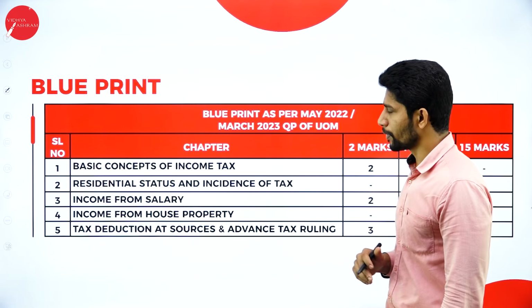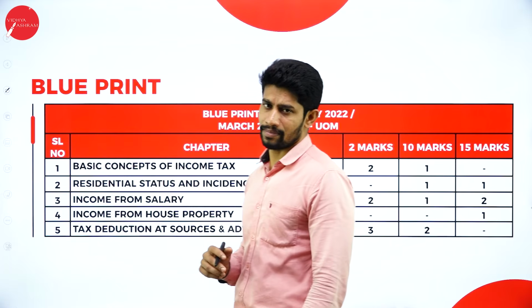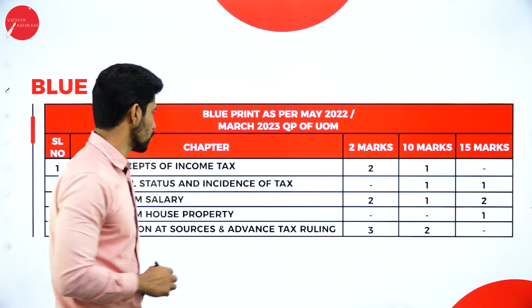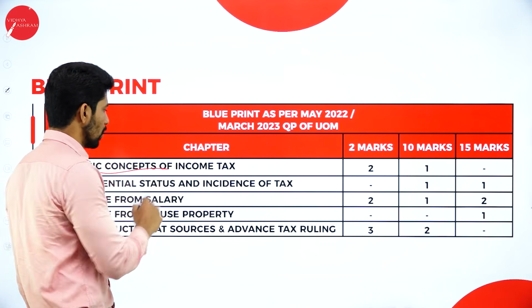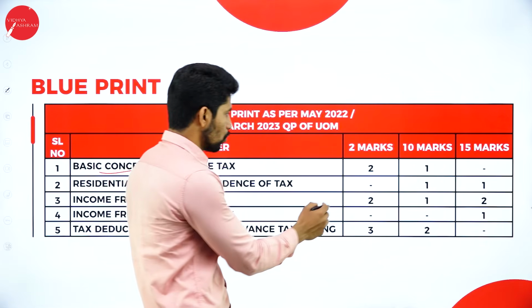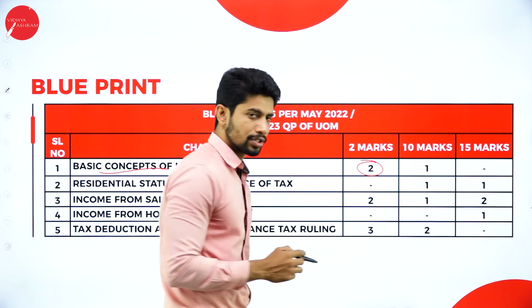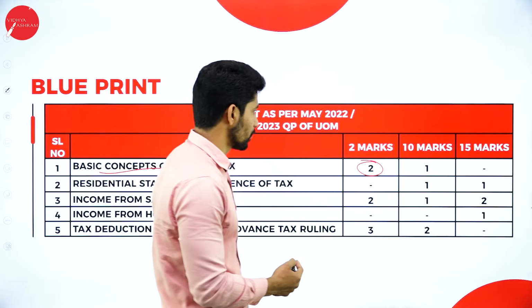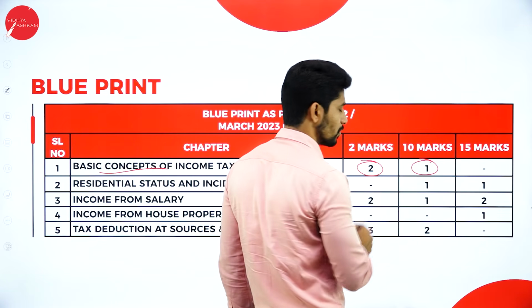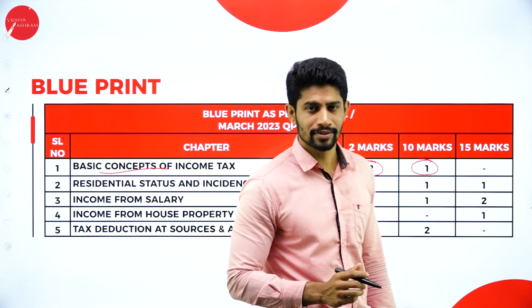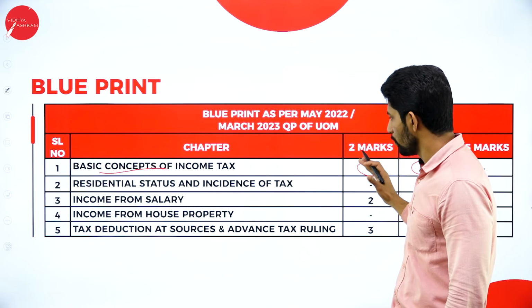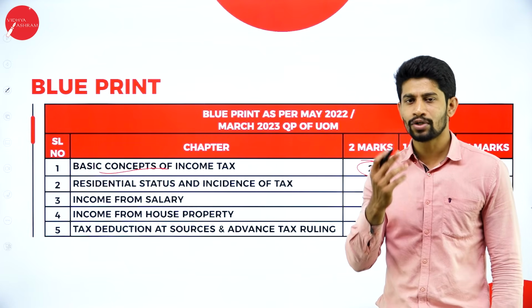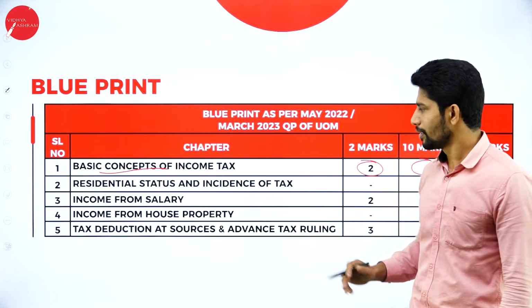Next one, the blueprint of the particular syllabus. With respect to unit number 1, the basic concepts of income tax, for 2 marks you'll get 2 questions or for 5 marks, 1 question. For 10 marks, compulsorily 1 question. So for 2 marks or 5 marks, they'll be asking any 2 theory questions and 1 problem from unit number 1.